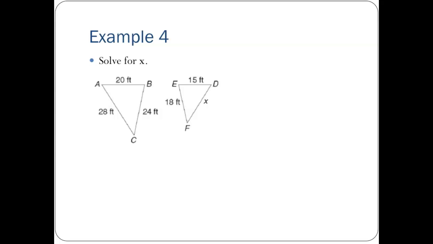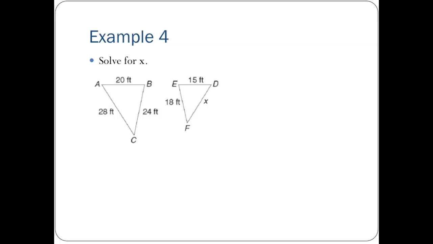So if that's the case, we want to just make sure that we have the same ratio. So if you were to do 20 over 15, simplify that as much as you can, you'd get 4 over 3. And so you want to take 2 of the sides, 1 from each triangle, and also get 4 over 3. In this case, 24 over 18 will also give you 4 over 3. So you can see here that BC corresponds with EF, and AC corresponds with DF.